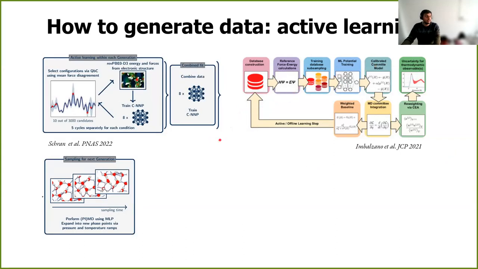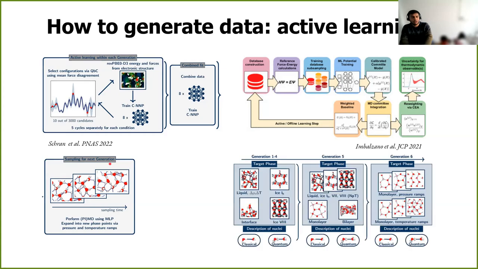And when I arrived in Angelos's group, Christoph Schran was also one of the people there who had implemented this scheme and applied it already to some aqueous systems. So I basically used his implementation. Together, starting with a model which was trained on bulk, by subsequently adding more and more data points, we were able to build a model for nanoscale water.